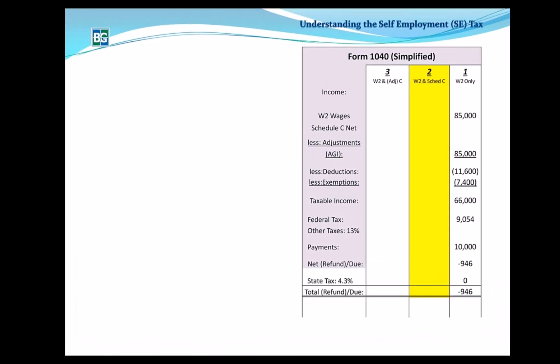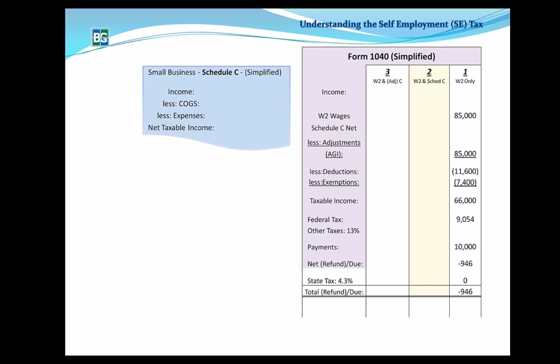Now in scenario 2, the other spouse decided to start a small sideline business. In the first year, the business had $30,000 of revenue, with deductions for cost of goods sold at $5,000 and expenses of $5,000, to arrive at a net taxable income of $20,000. This net amount is then included on the 1040 under income.